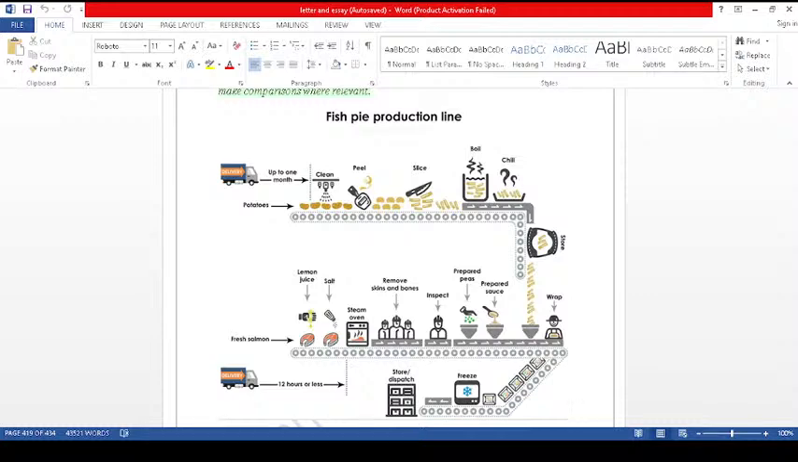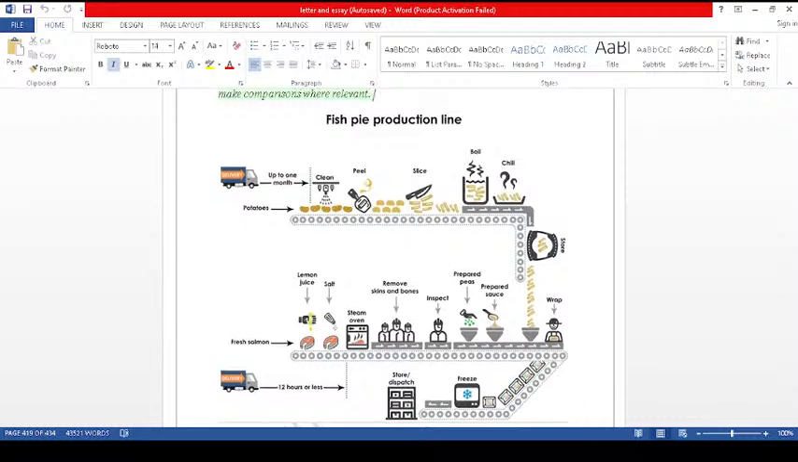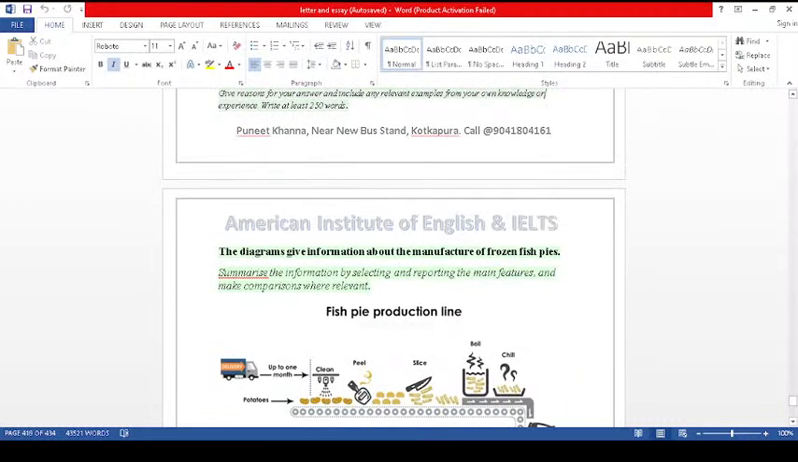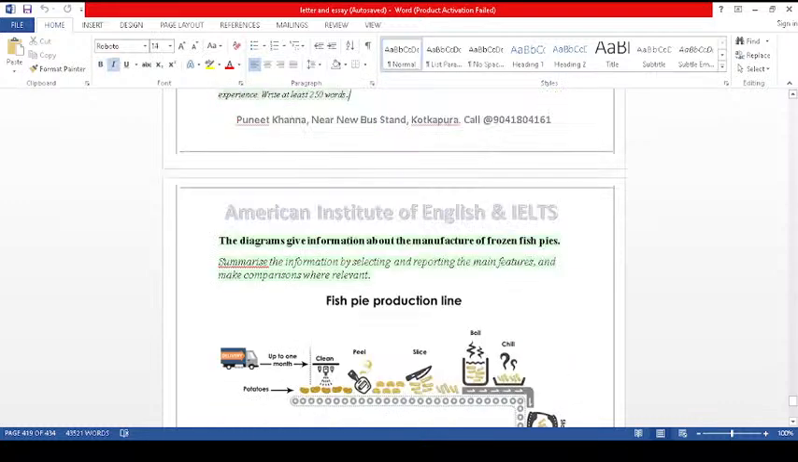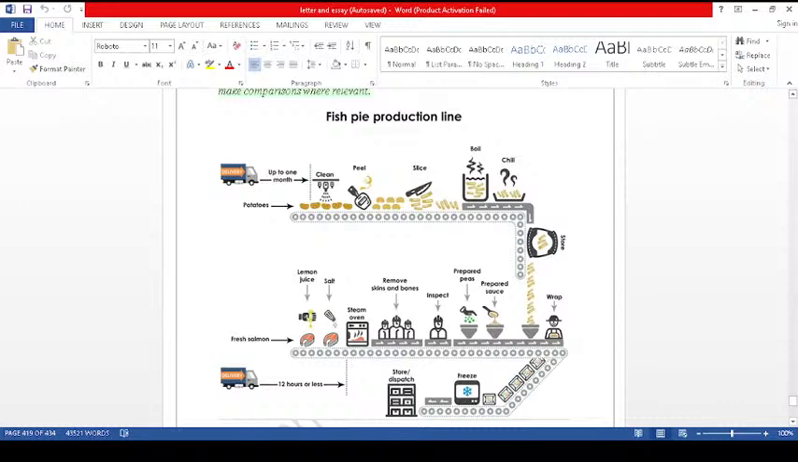Okay guys, so very good morning once again. Today we are having a very good topic in front of me, and that is the fish pie production line. You can have a look over here online. If I talk about this diagram, then I would say that this is about the process chart, and we are going to solve it. I'll be giving you some tips on what you can use and how you can make your writing so impressive.